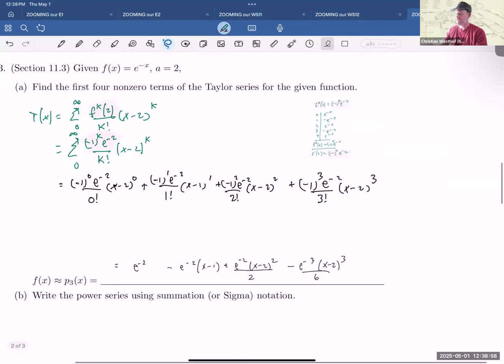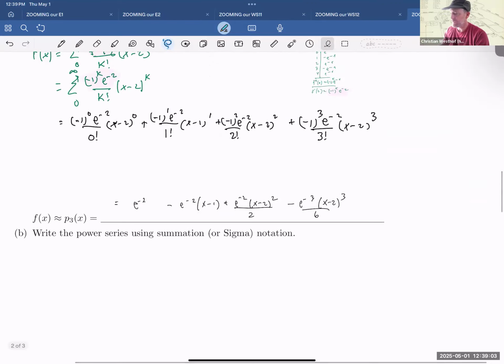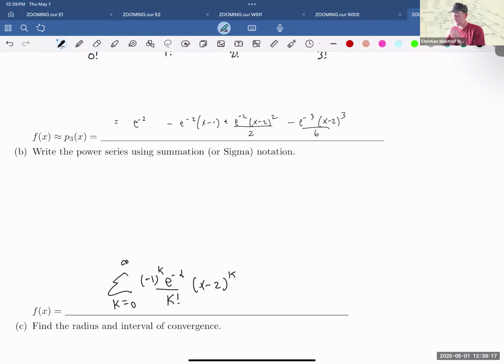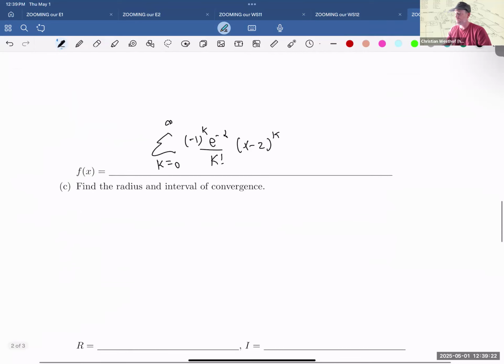All right, so if we want the power series, then the power series is what we had up there. That's the sum from 0 to infinity of negative 1 to the k, e to the negative 2, over k factorial, times x minus 2 to the k. Then, right, on to the radius and interval of convergence.